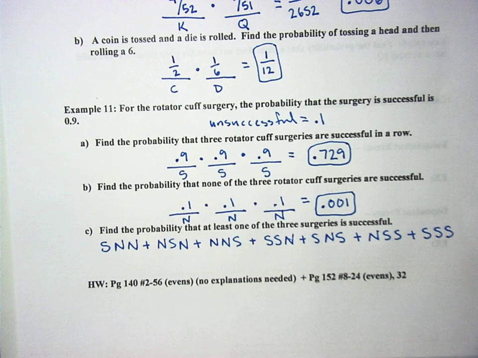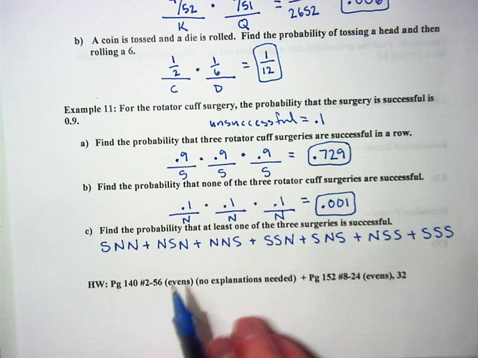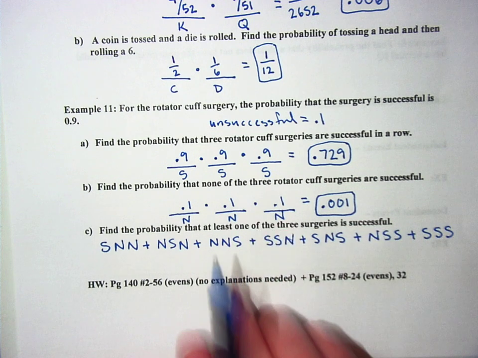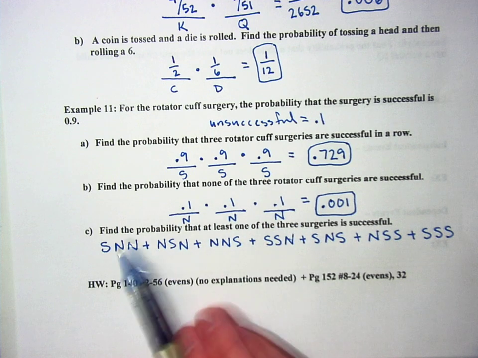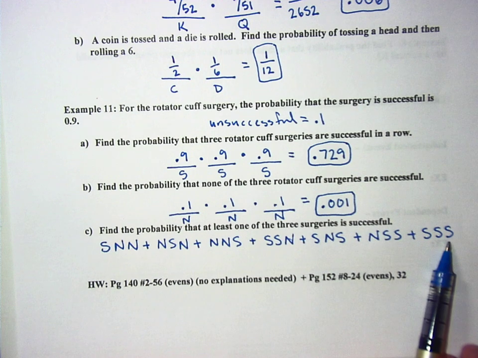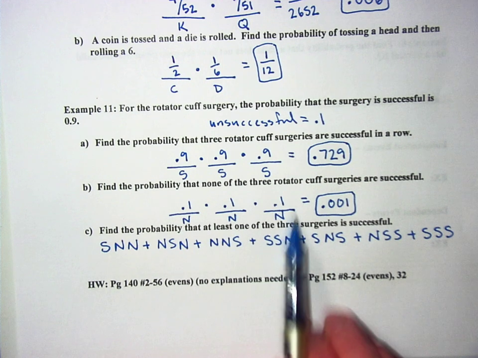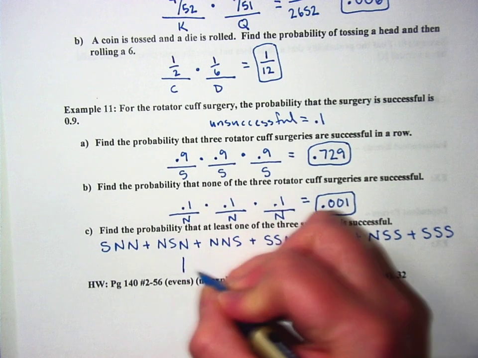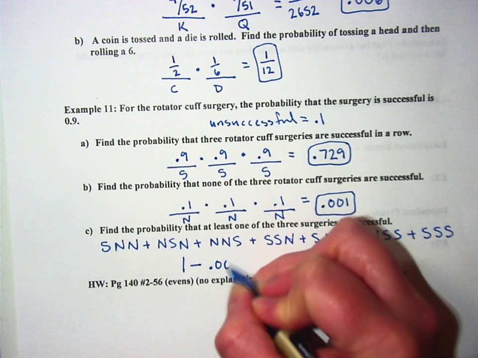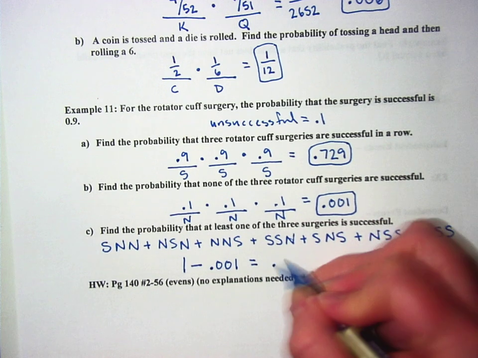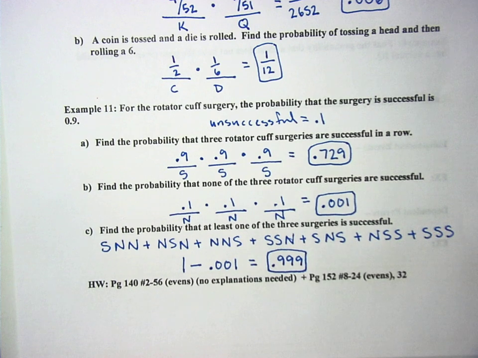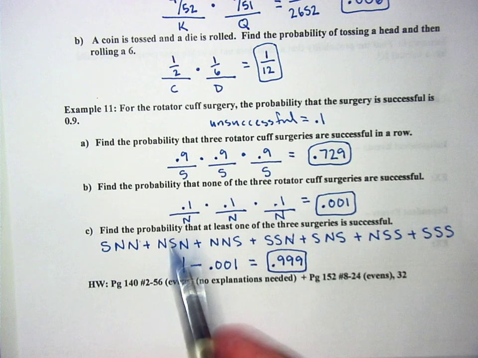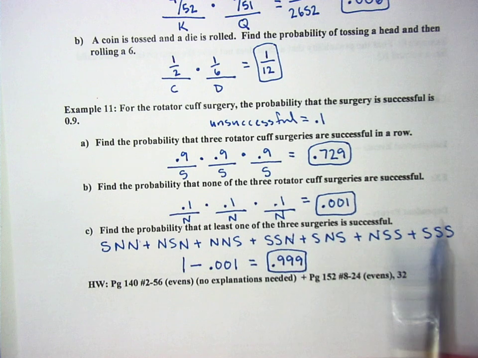Or we can just do the complement. The complement says that if you have 100% probability, I can take away the probability that none of them are successful, because that's really the only thing that can't happen. Somebody has to succeed at some time, and the only thing that can't happen is that none of them are successful. So I'm going to take 100% minus 0.001, and that is 0.999, so that's the probability of at least one of them being successful. If you were to figure out the probability of each of the individual cases and add them all together, they would end up being 0.999.